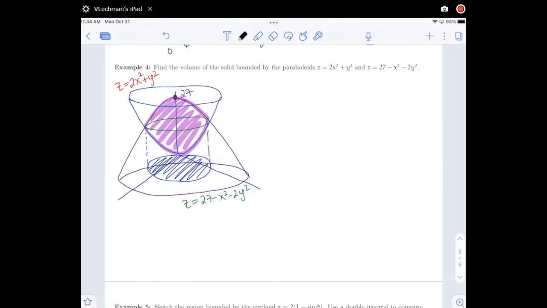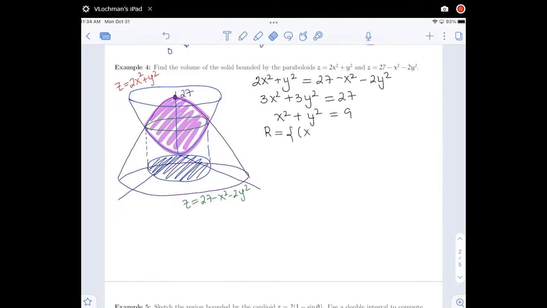Well, we can set these z's equal to each other. If we do that, we will find their cross section, the equation of their cross section. So what do we get here? This is 3x squared plus 3y squared is equal to 27, and we can reduce by 3. And we know exactly what that is. So this is R.